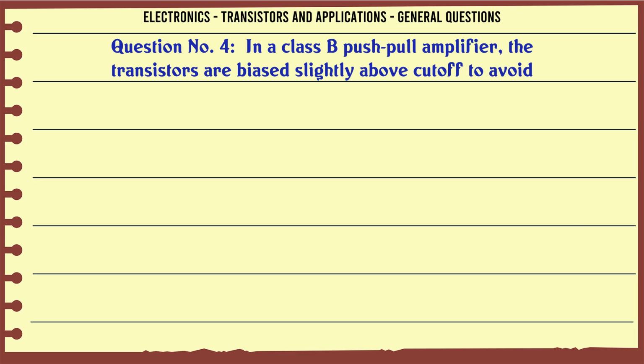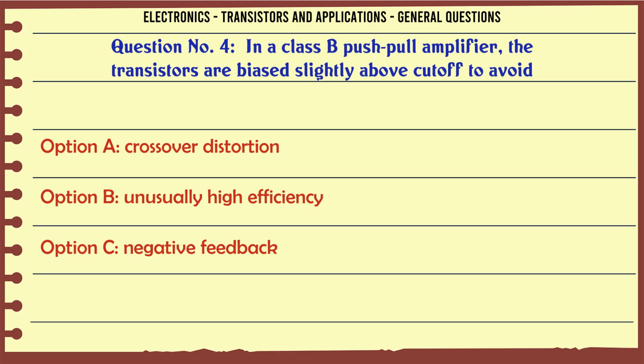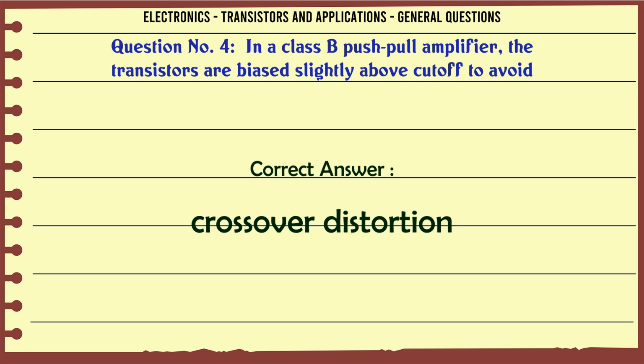In a Class B push-pull amplifier, the transistors are biased slightly above cutoff to avoid: A. crossover distortion. B. unusually high efficiency. C. negative feedback. D. a low input impedance. The correct answer is crossover distortion.